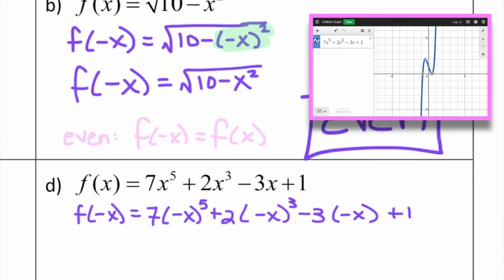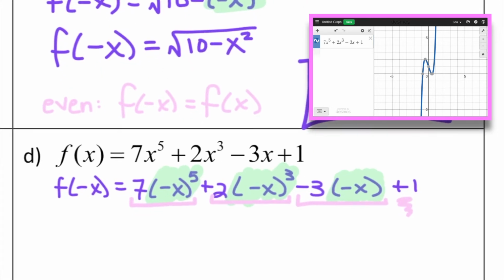Now, there are 3 places where I substituted negative x. Each one of them has an odd exponent, so each one of them is going to change the sign of the term. When I say the term, this becomes minus 7x to the 5th. This becomes minus 2x to the 3rd. This becomes plus 3x. But this guy doesn't change down here. And so this is definitely going to be a neither question.